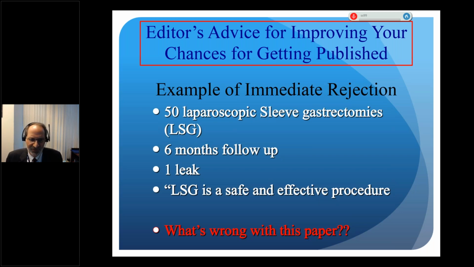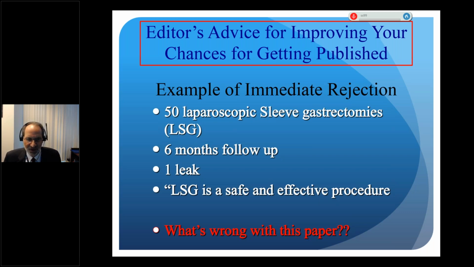So here's a paper: 50 laparoscopic sleeve gastrectomies with 6 months follow-up, 1 leak. Conclusion: laparoscopic sleeve gastrectomy is a safe and effective procedure. So why won't this paper get accepted? Well, there are papers now with thousands of sleeve gastrectomies. There are papers now with years of follow-up. So what's interesting or new about 50 patients with 6 months follow-up and 1 leak? And after 50 patients, we could say that the operation is safe and effective. So, poor paper all around.